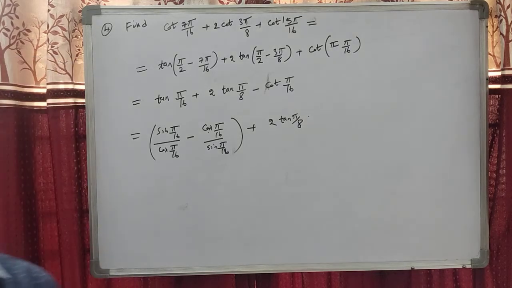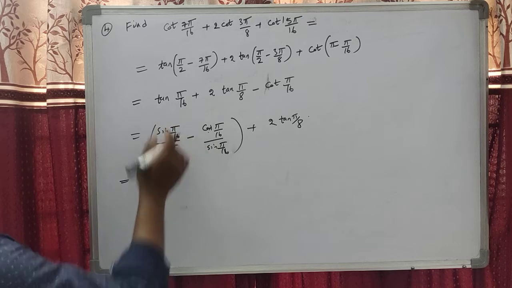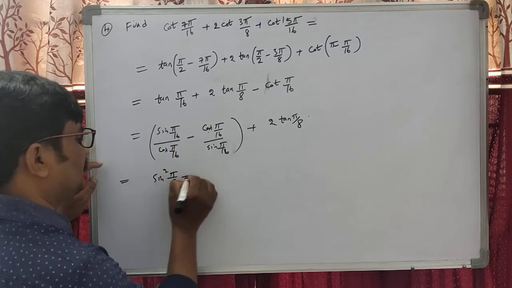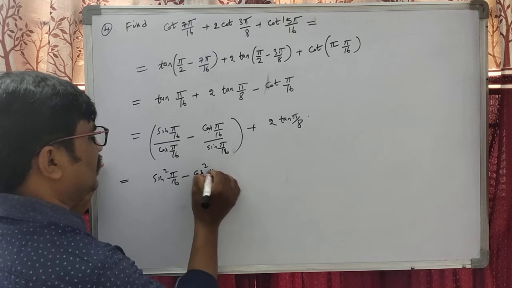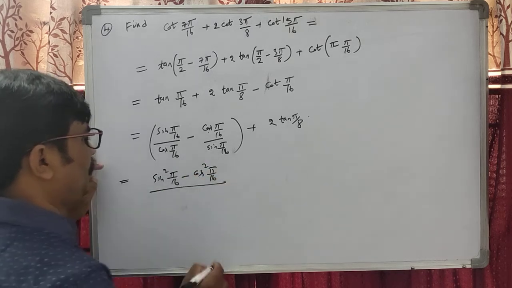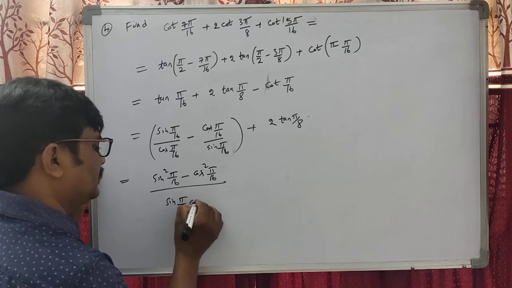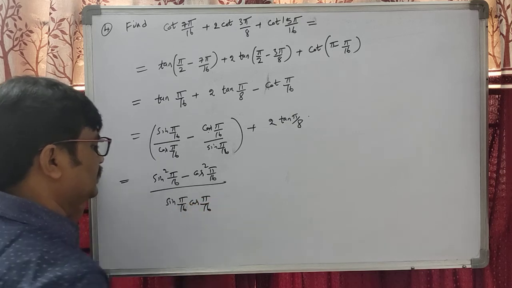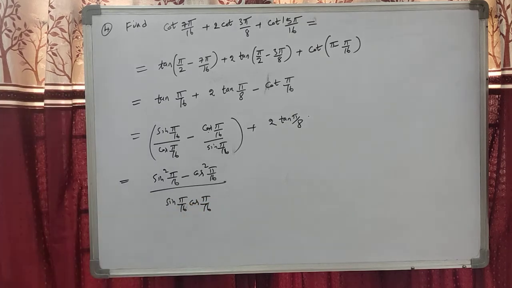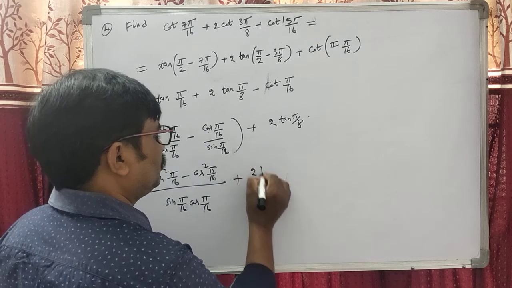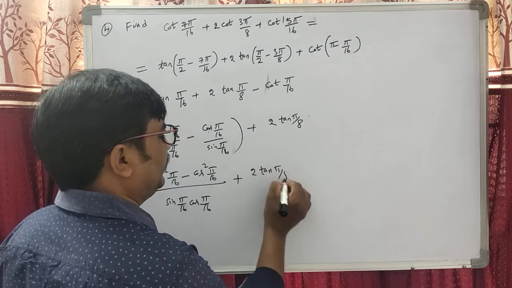Okay students, how can you write this? All of you know that this is sin square pi by 16 minus cos square pi by 16 upon we can write as sin pi by 16 cos pi by 16. Do you understand, students? Just we have to take LCM only. After that, students, what is the middle one? That is 2 tan pi by 8.